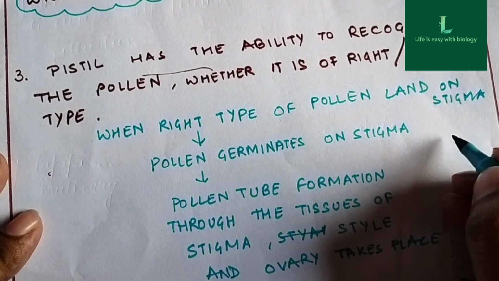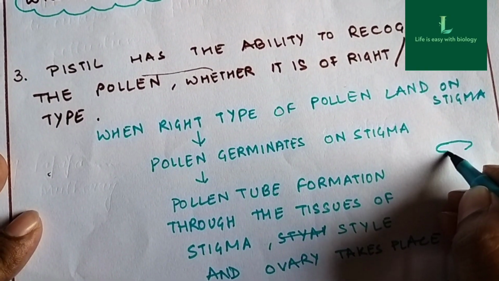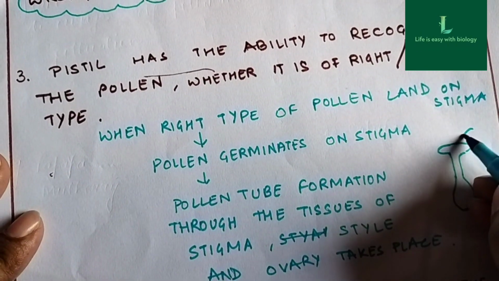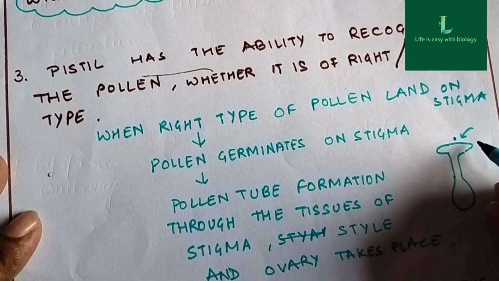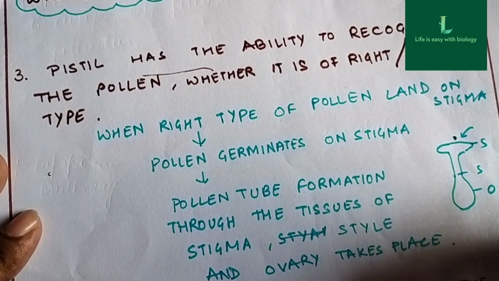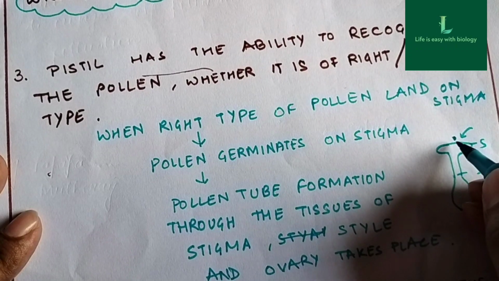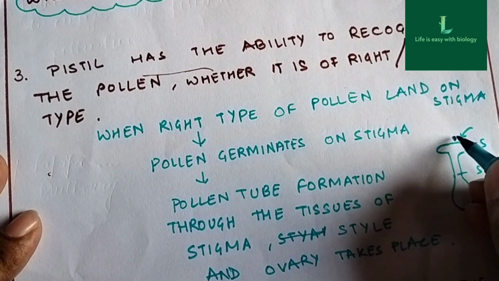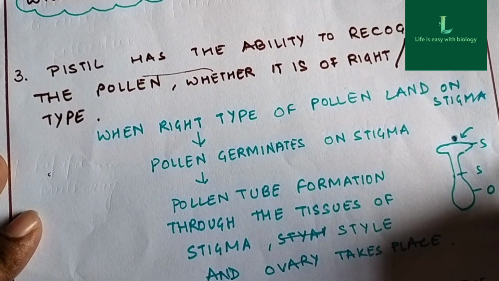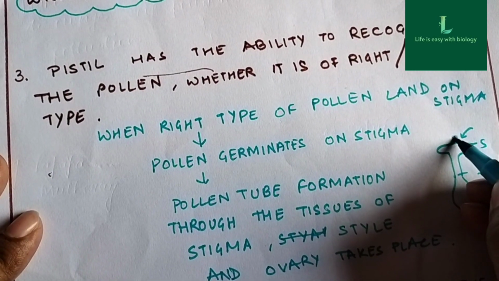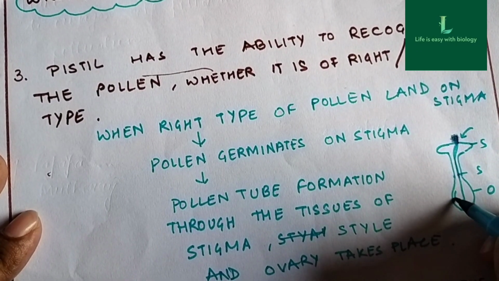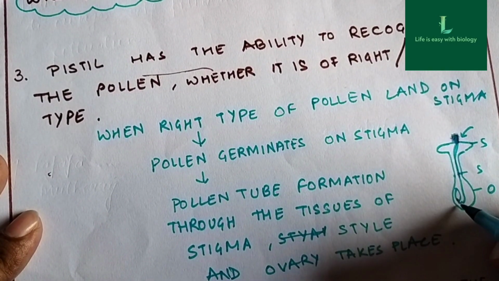See, suppose, for example, this is the stigma, this is the style and this is the ovary. When pollen grain lands on the stigma, and if it is of the right type, means it is compatible to that of the stigma, then what does it do? The pollen grain, through the germ pore, we have studied, no, the outer boundary called the exine has certain germ pores. Yes, through the germ pore, pollen tube formation takes place. Here is the ovary, and it will enter into the ovary.